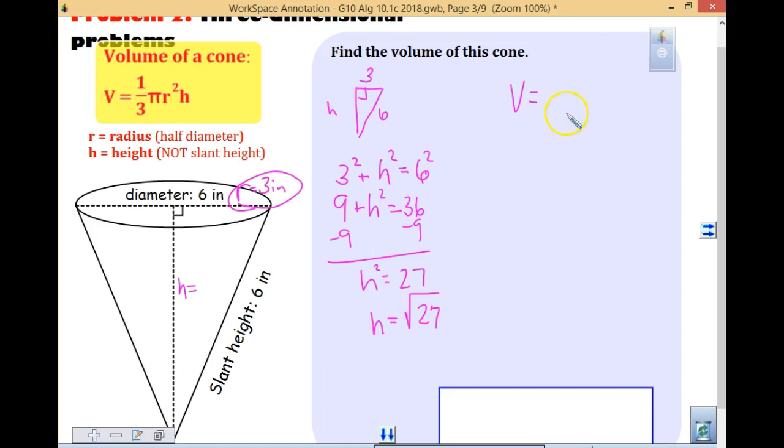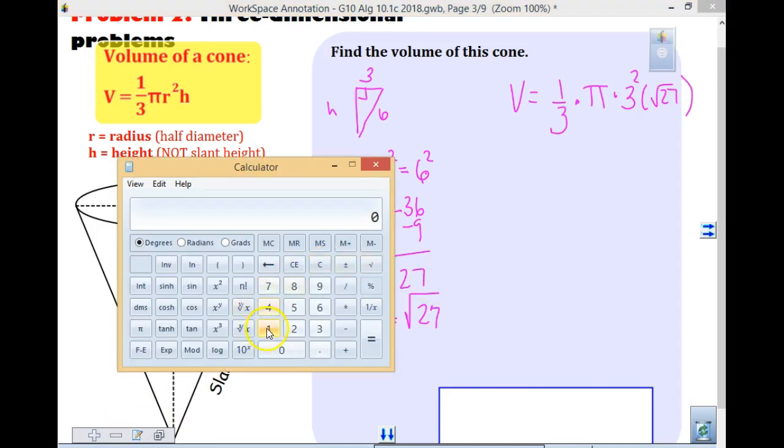So in this case, we are going to start with our formula, which says 1/3 times pi times our radius, which was 3 squared, times our height, which is the square root of 27. And you are going to put this whole thing in, so you're going to start off with 1 divided by 3. If you don't have a calculator, grab one. You need a calculator. You need to make sure the 1 divided by 3 is in parentheses. It does not have to be in parentheses.